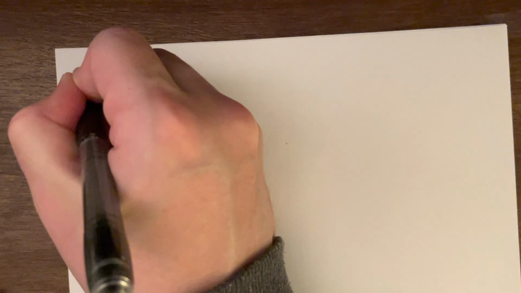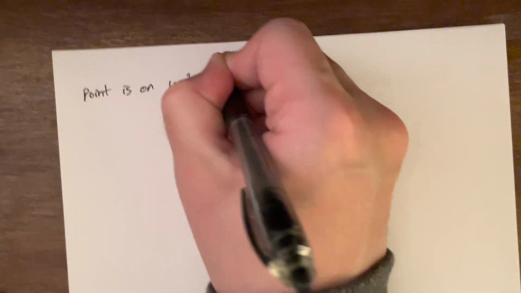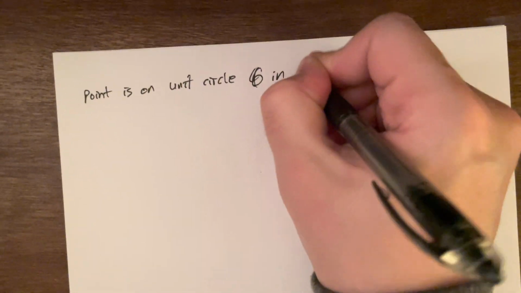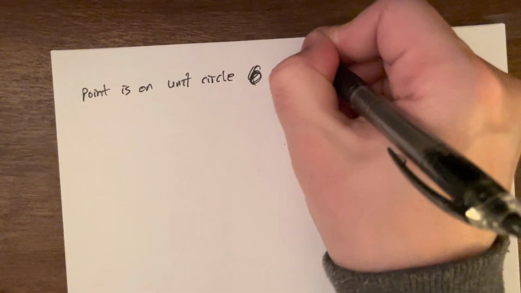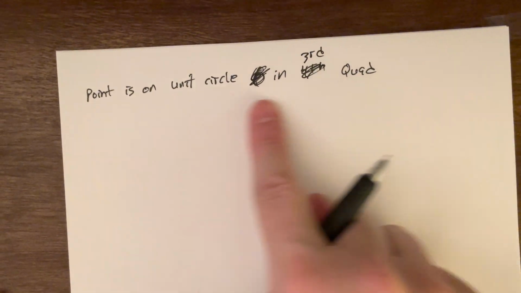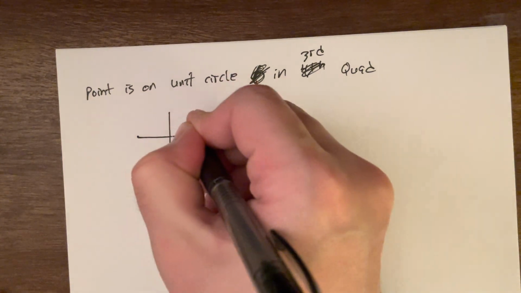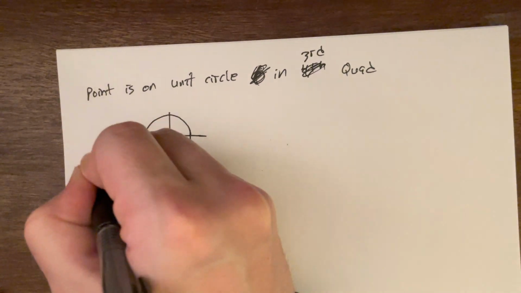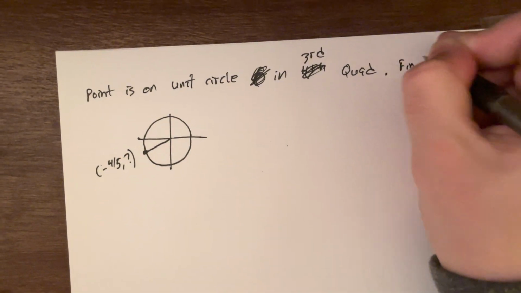What do I mean by that? I'm saying you're missing a value. They talk about a point that is on the unit circle in the second quadrant. Let's do the fourth quadrant. Actually, no, I'm sorry. My next example will be the fourth quadrant, so let's do the third. The point is on the unit circle in the third quadrant. Find the missing coordinate.